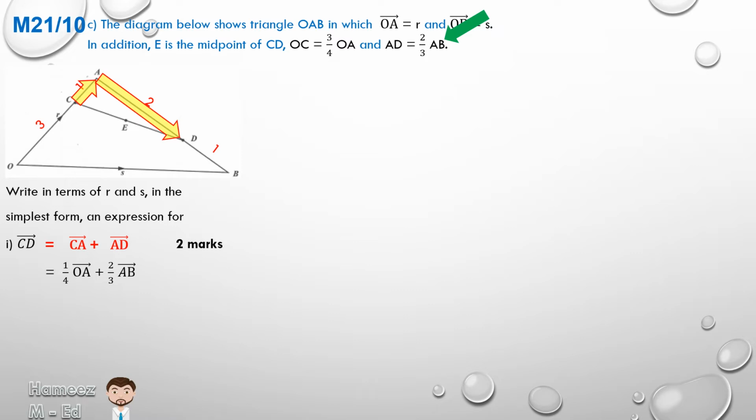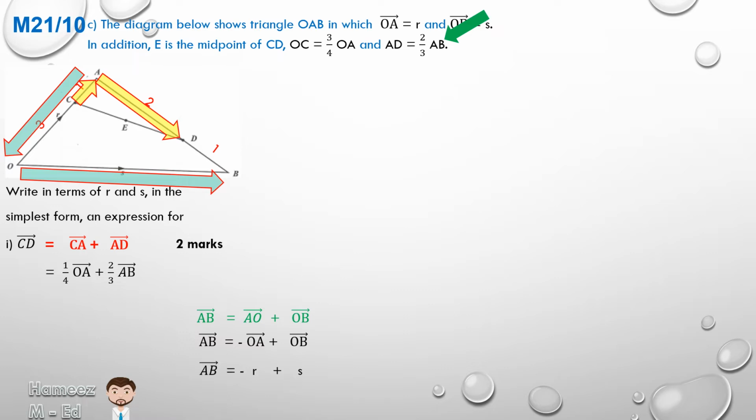How do we go from A to B? We go from A to O, and then from O to B. So let's write that down. AB is equal to AO plus OB. And if we substitute in, AO is minus OA, and OB remains. And if we substitute for R and S, we'll get minus R plus S. So that's the AB. We're now going to substitute into there to look at our third line of working.